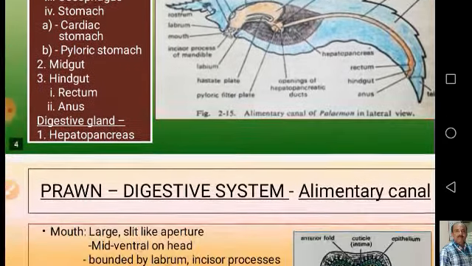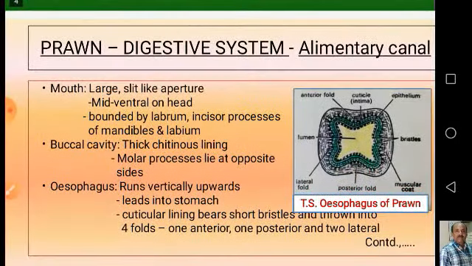Now we can have a look at this here. So we can see the mouth. It's a large slit-like aperture at mid-ventral on the head. It is bounded by the labrum, incisor processes of mandibles and labium, which we have seen just now. And the buccal cavity, which has a thick chitinous lining, has molar processes lying at opposite sides, so they help in crushing of the food material.